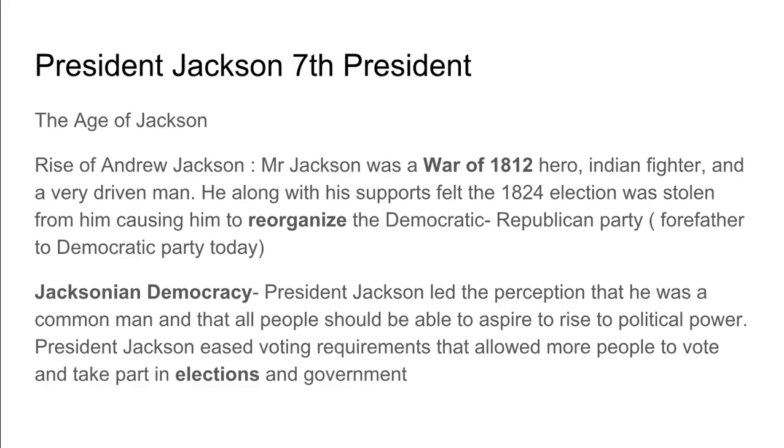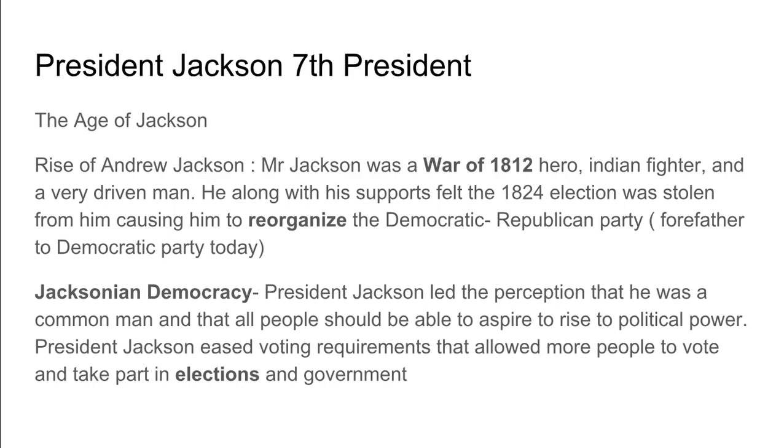Now let's take a look at President Jackson. Andrew Jackson is our 7th president in the United States. Mr. Jackson is a hero of the War of 1812 with England. He is the leader of the United States in the Battle of New Orleans. He is also a renowned Indian fighter. He has made himself into a very wealthy man, but again, much like Jefferson, he's going to want to give the illusion, or the image, maybe I should say, of being a common folk, a common person.